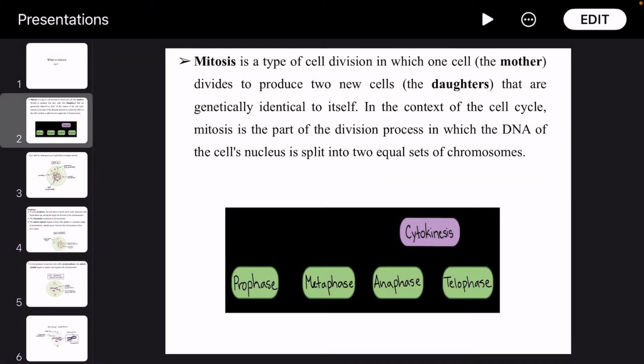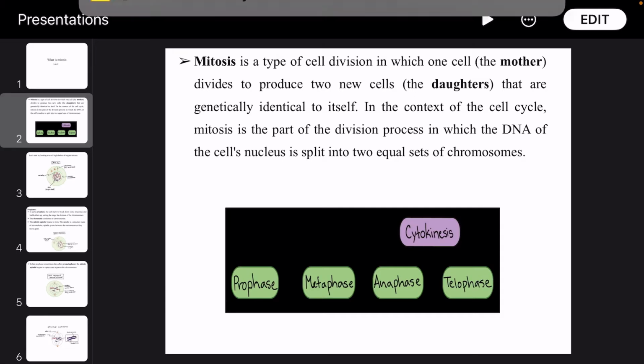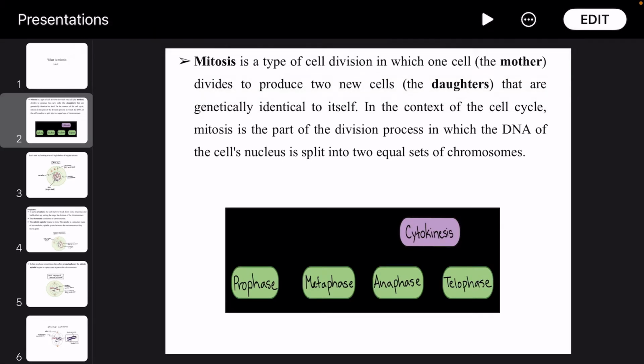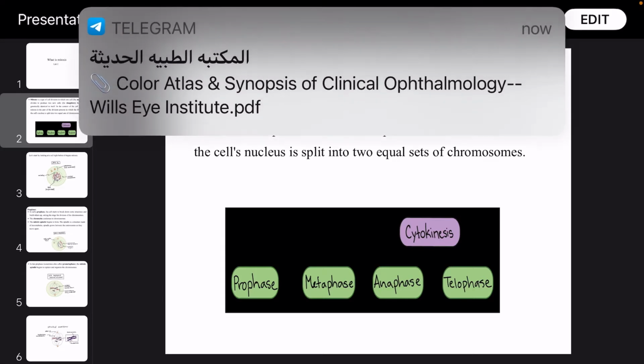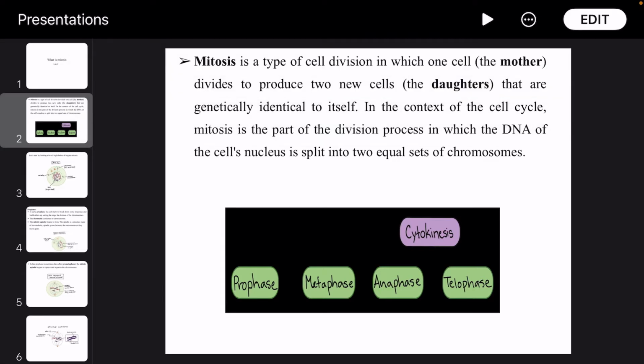Mitosis is a type of cell division in which one cell, the mother, divides to produce two new cells, the daughters, that are genetically identical to itself. In the context of the cell cycle, mitosis is a part of the division process in which the DNA of the cell's nucleus is split into equal sets of chromosomes.